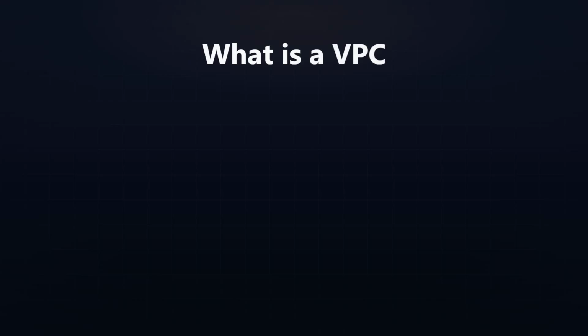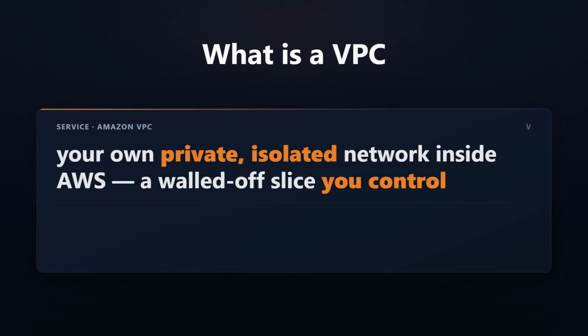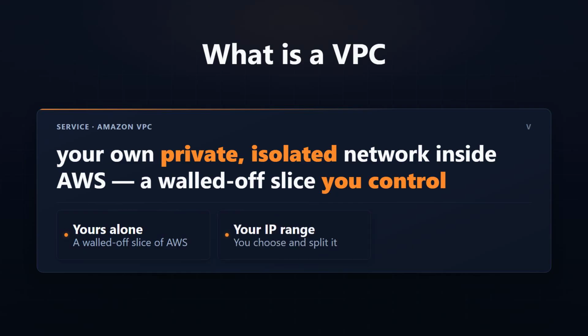So what is a VPC? A VPC is your own private, isolated network inside AWS. Think of it as a walled-off slice of the cloud that only you control. You choose its IP address range, you decide how to split it up, and nothing gets in or out unless you allow it. Everything you launch, servers, databases, lives inside a VPC.